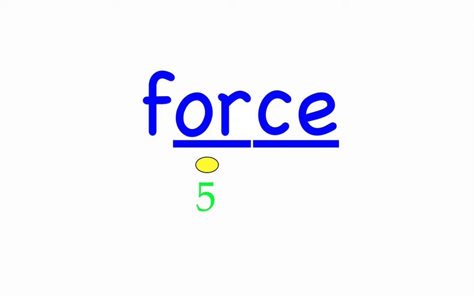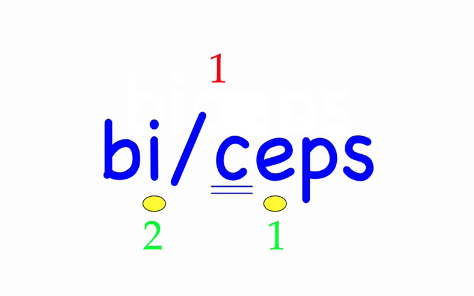Biceps. The weightlifter had big biceps. Bi, two sounds: B, I. Seps, four sounds: S, E, P, S. Biceps. Mark the word.